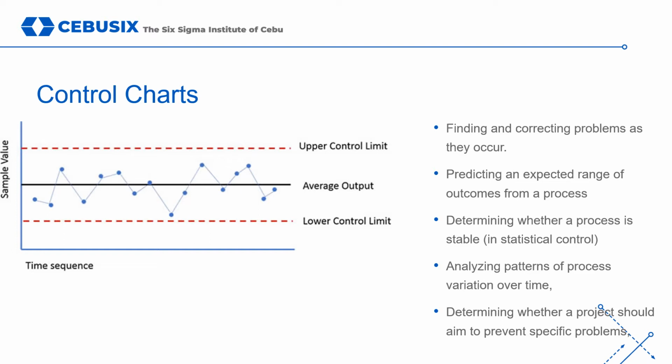Control charts for variable data are used in pairs. The top chart shows the average, while the bottom chart shows the range. Attribute data, unlike variable data, are displayed using only a single control chart.